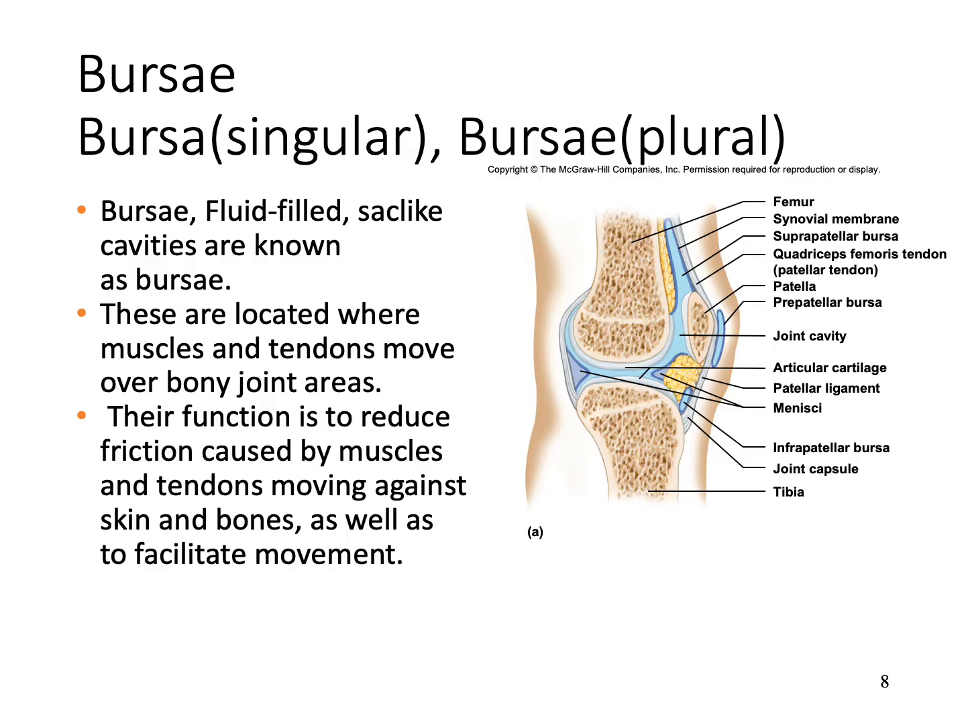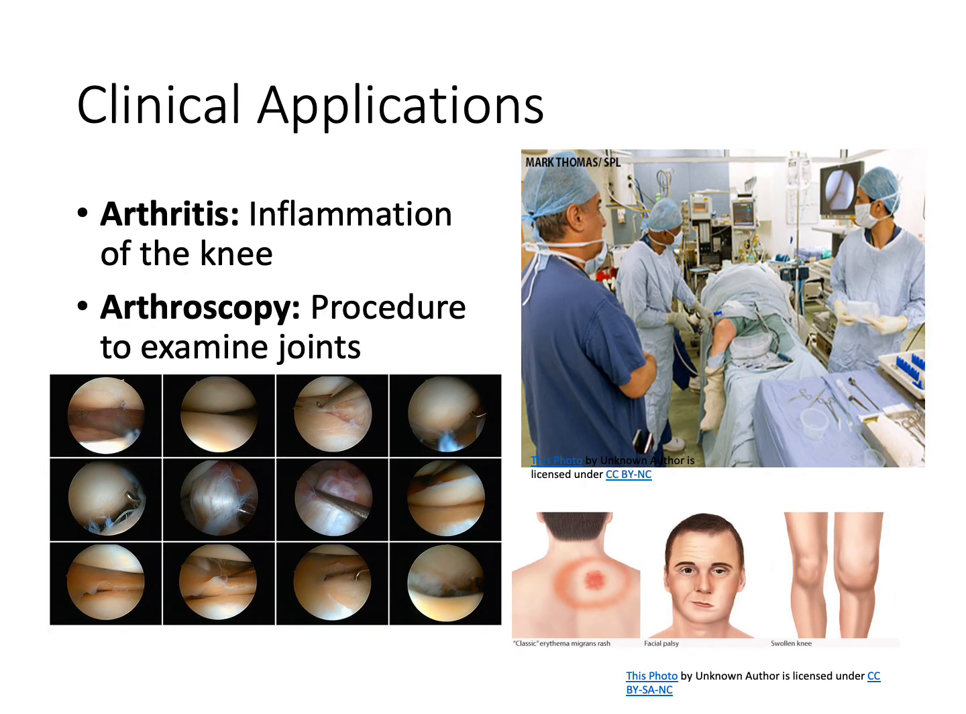Bursae. Fluid-filled sac-like cavities are known as bursae. These are located where muscles and tendons move over bony joint areas. Their function is to reduce friction caused by muscles and tendons moving against the skin and bones, as well as to facilitate the movement. You can see suprapatellar, prepatellar, and infrapatellar bursae, which are above, before, and below the patella in this illustration. The inflammation of bursa is called bursitis.